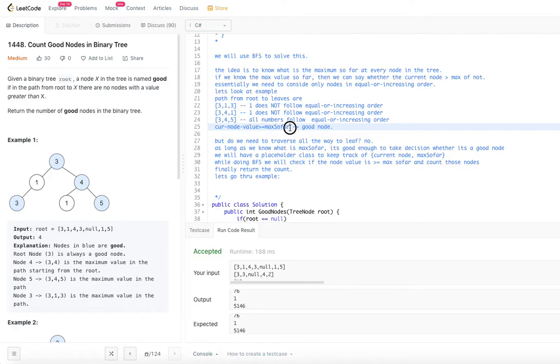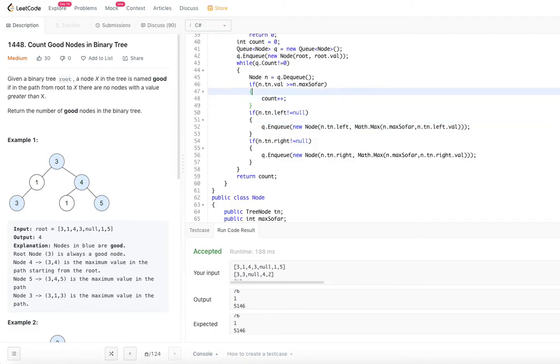So we will have to keep tracking the maximum so far, right? So let's jump into the code and look at how we are going to track the maximum so far.